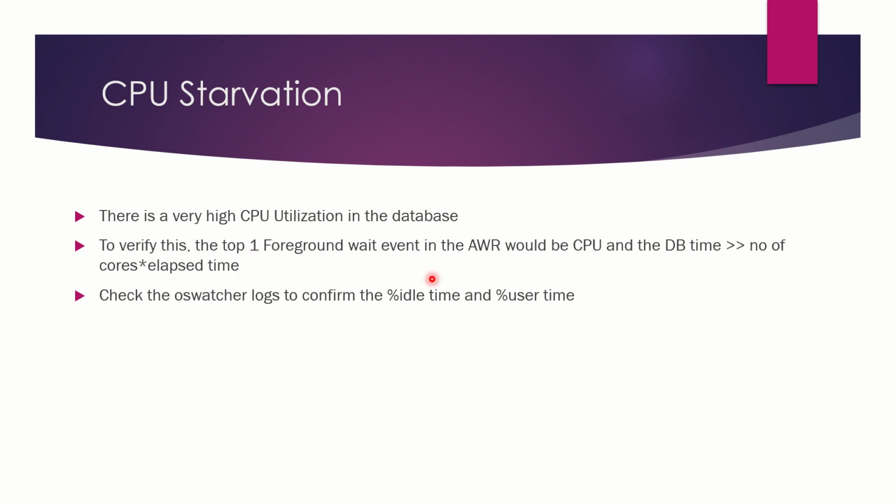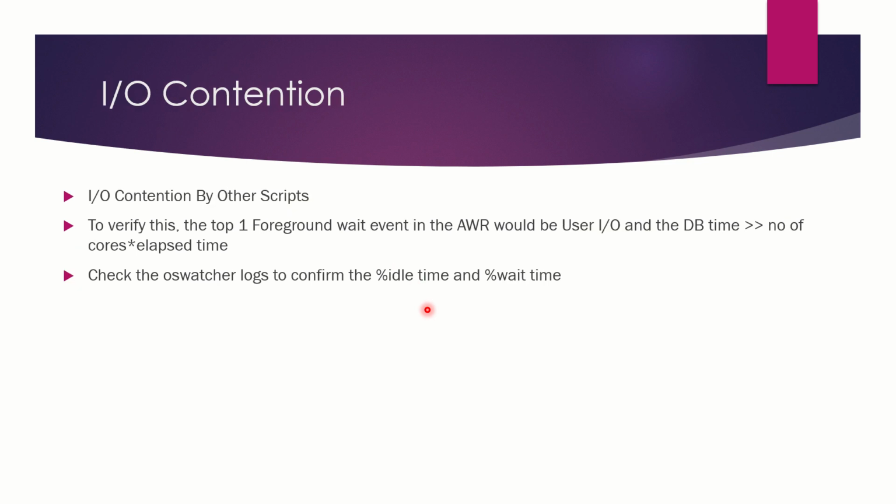You can check the OS Watcher log to confirm the percentage idle time and also the percentage user time. If it is a very high percentage user time and very little idle time, it means that the database is CPU starved. So at the database level, you can always check whether you have sufficient CPU available or not. Now that was about the CPU.